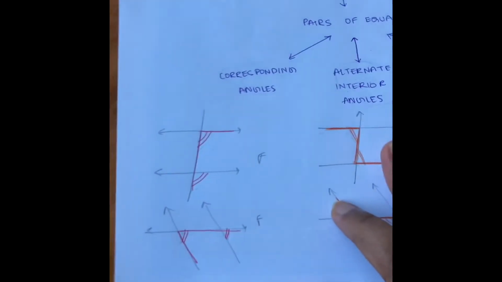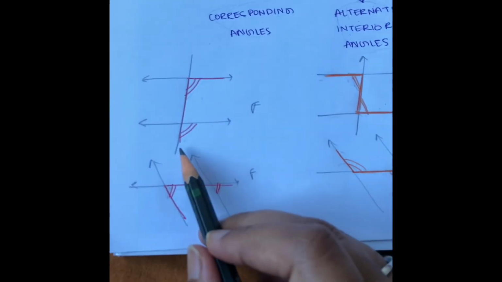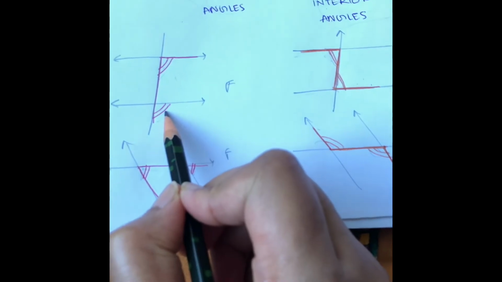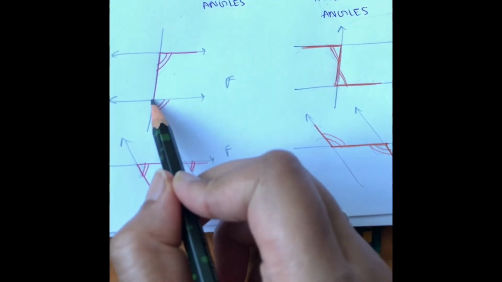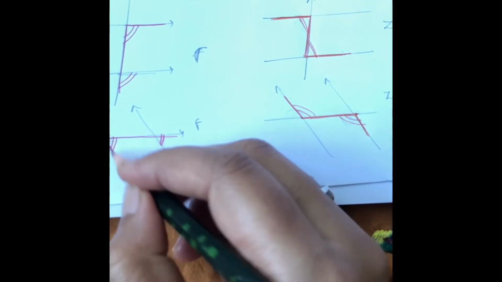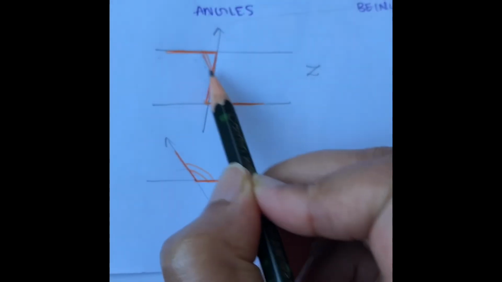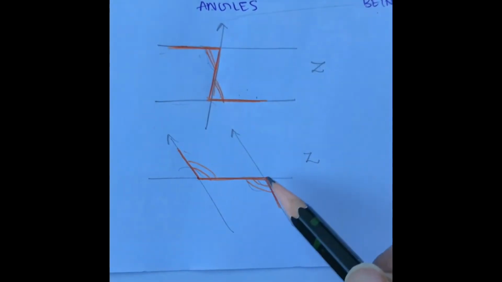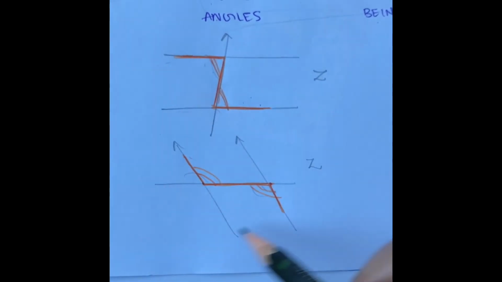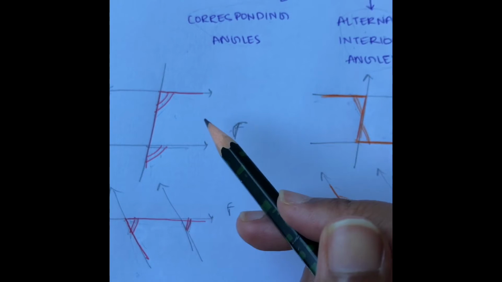In order to better understand or better remember the results, there's a shortcut. So these are corresponding angles. Corresponding angles always form a shape of F. In this case, F is this. So these are the corresponding angles. In the case of alternate interior angles, there is a pattern of Z. So these two, and these two, and these two. So alternate interior angles are Z and corresponding angles are F.